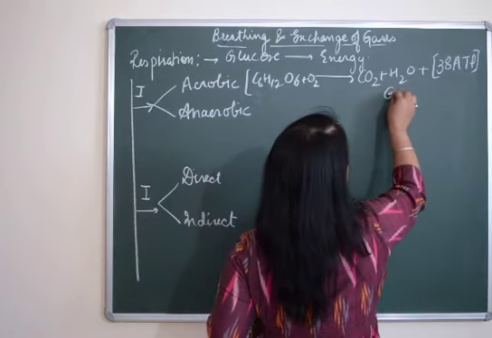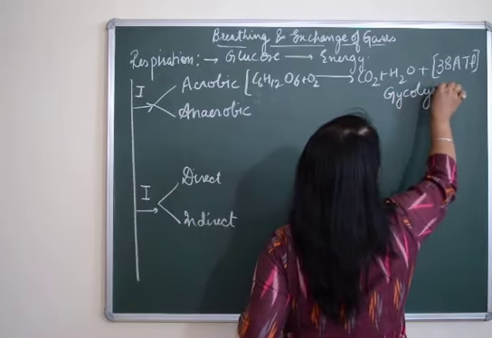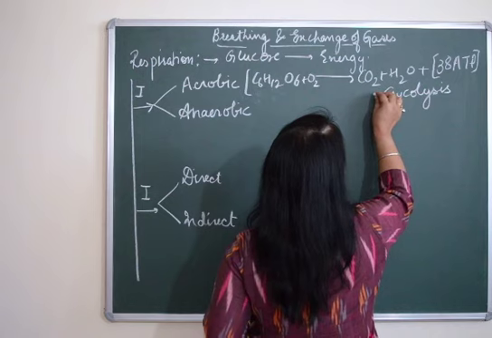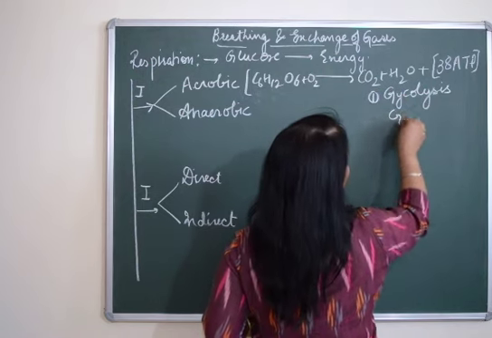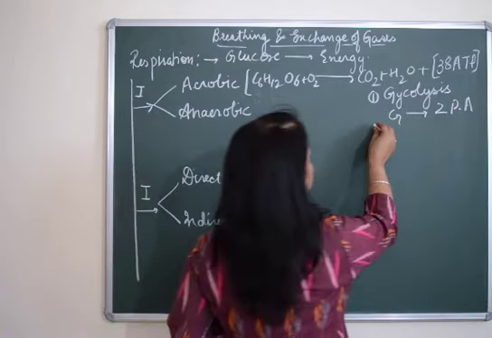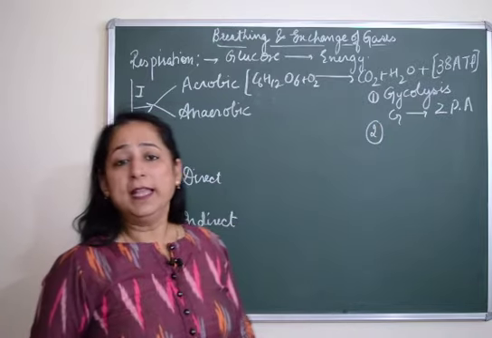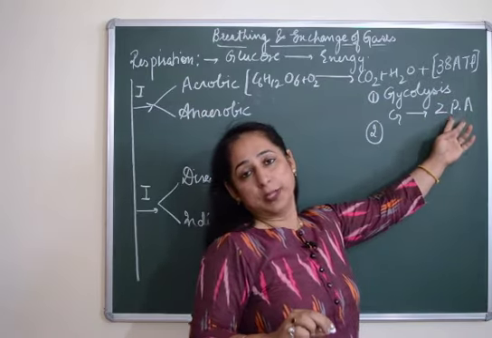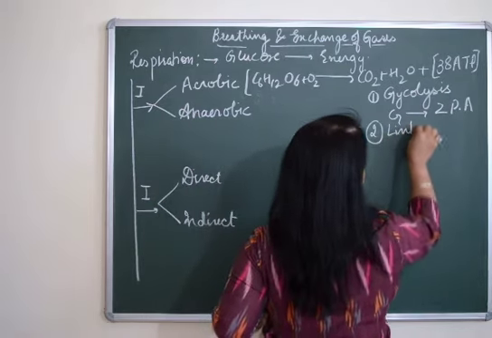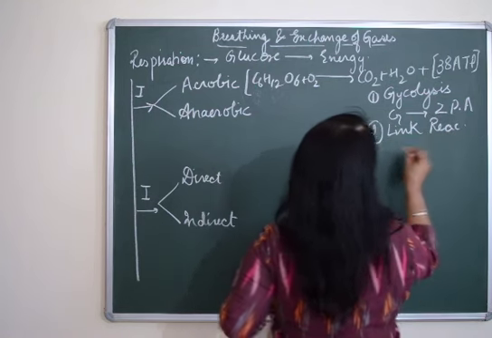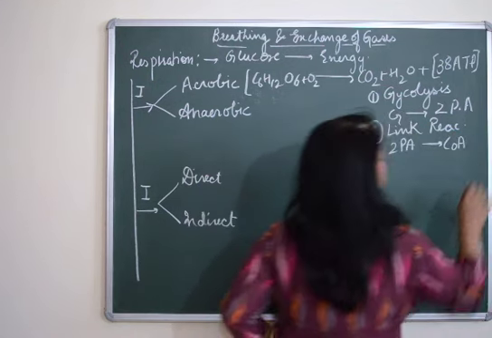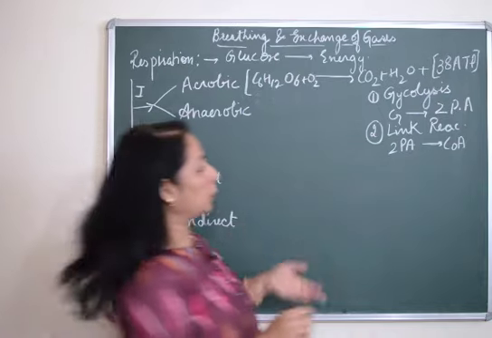The first step which takes place is glycolysis. In the process of glycolysis, the glucose molecule is broken down into 2 molecules of pyruvate. So glucose is broken into 2 molecules of pyruvic acid, or what we call pyruvate also, which you've done in grade 10. The second step is wherein these 2 pyruvic acid molecules will be converted into acetyl coenzyme A. This is known as the link reaction.